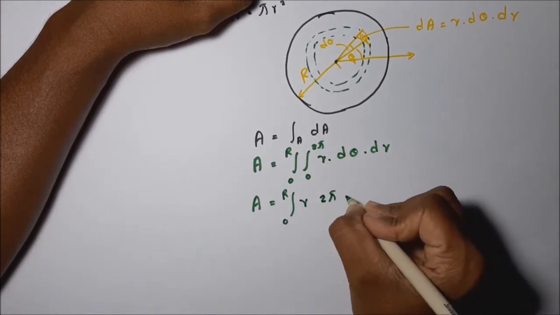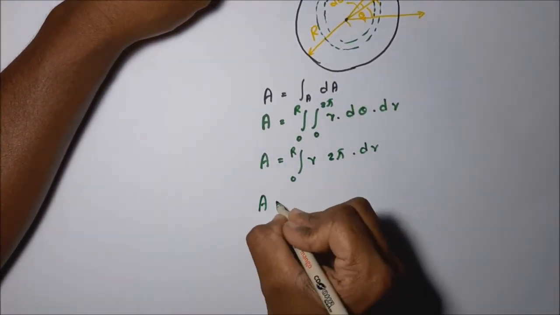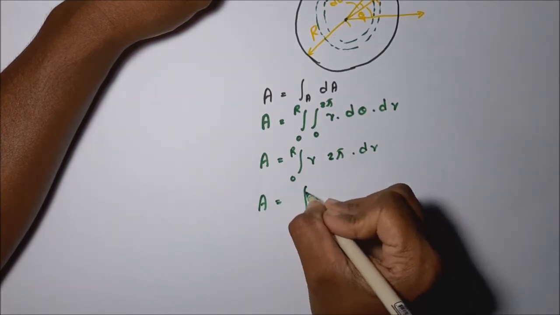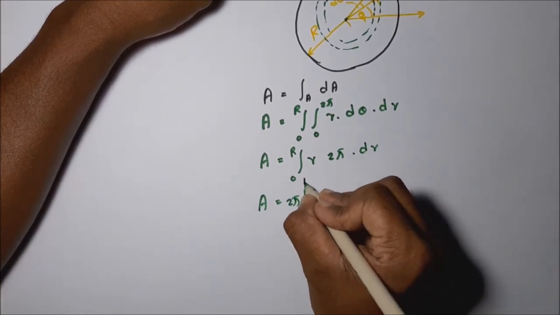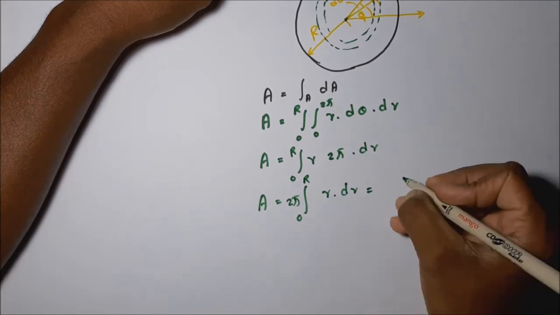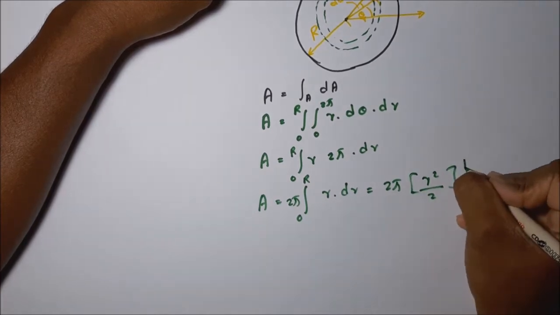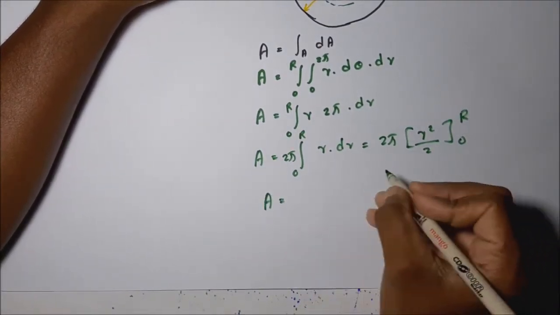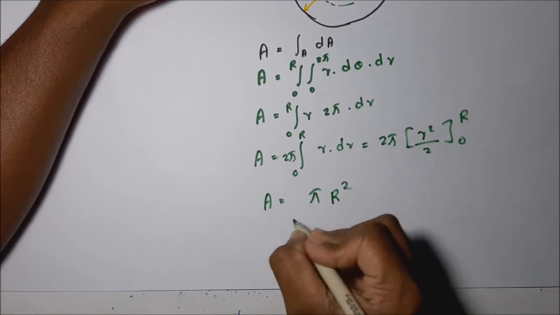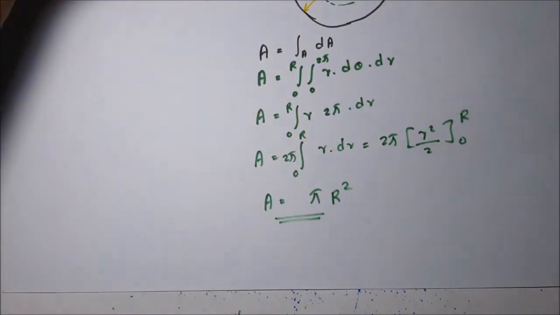The 2π dr. Okay, then A is equal to the integral from 0 to R. The 2π we can take out of the integral sign, and the integral of r dr is equal to 2π r squared divided by 2, from 0 to R. So then A is equal to π R squared. This is how we are calculating the area of a circle using the polar coordinate system using the double integral method.